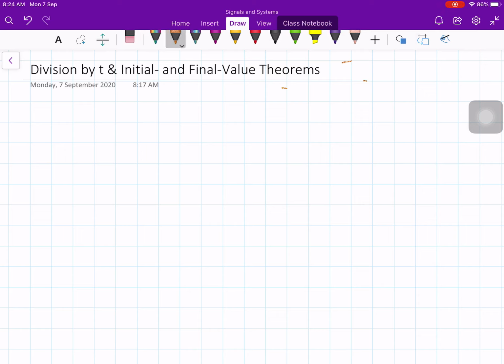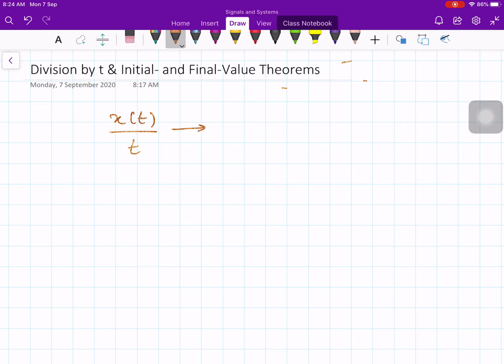Okay, so we are discussing the properties of Laplace transform. So in this lecture, let us discuss division by t. That is, you have a signal x of t, and if you divide by t, what is the Laplace transform? And then we will talk about initial value theorem and final value theorem.